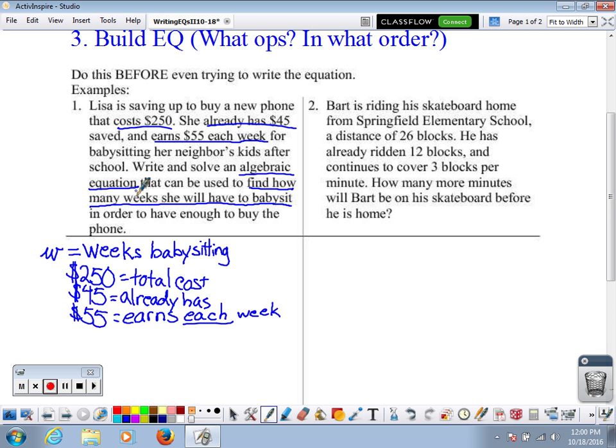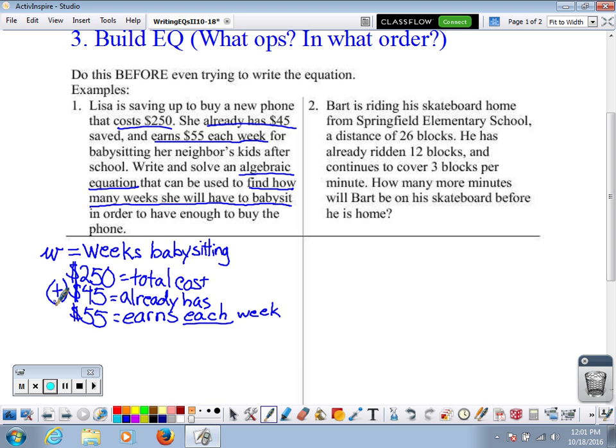Now, it says write an algebraic equation. That means we have to write an equation with a variable. We cannot just use the arithmetic approach. We actually have to write an algebraic equation. So, let's talk about what's happening here. She already has that $45. So it sounds like I'm going to have that $45 to start with, and then I'm going to add to it. Well, what I'm going to add is the money that she earns each week. She earns $55 each week.